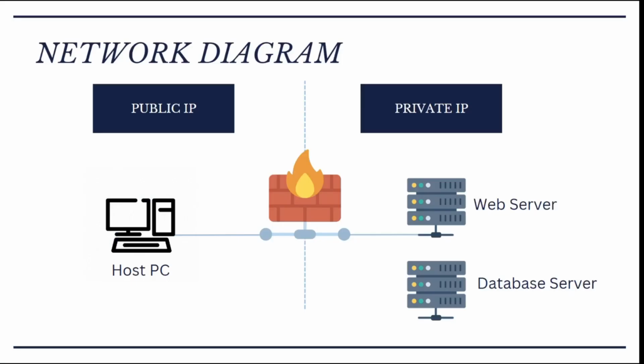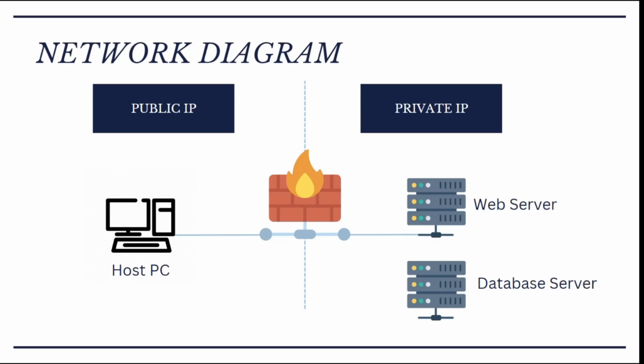So next we will delve into the network diagram. For the network diagram, the network is divided into two networks, which is public network and private network. In the firewall server, we need to use two network adapters, which is MPOS 8 and MPOS 17. MPOS 8 is used to connect to the public network, which is the host PC. And MPOS 17 is used to connect to the private network, which is web server and database server.